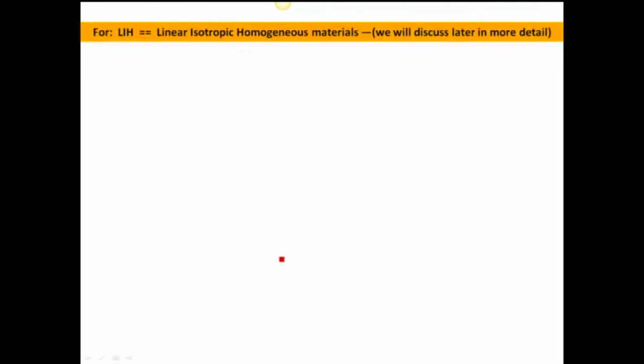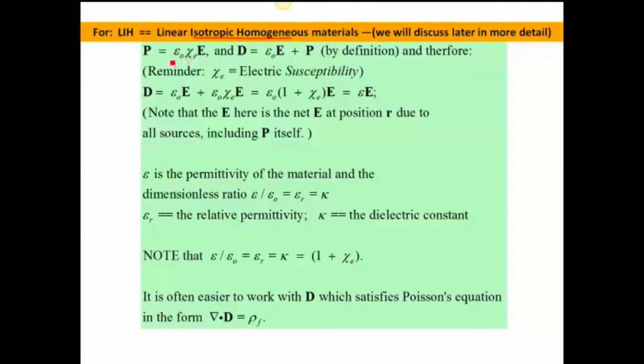So let's introduce a couple other terms which are handy. LIH stands for linear, isotropic, homogeneous materials. So what we have then is P given by the linear dependence. Let's define our old friend D. This is what we defined before, epsilon 0 E plus P. This is the true field right here, not the external field. Chi sub E is the electric susceptibility. If you look at this here, we have a way of writing D and include this term here.